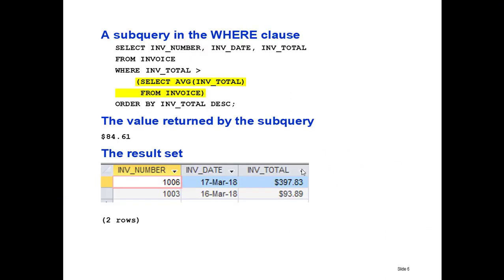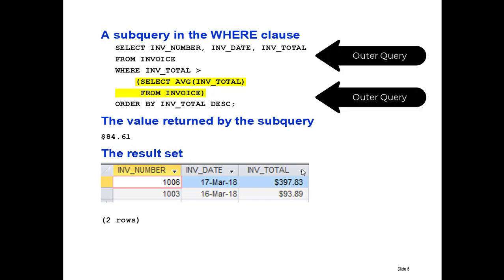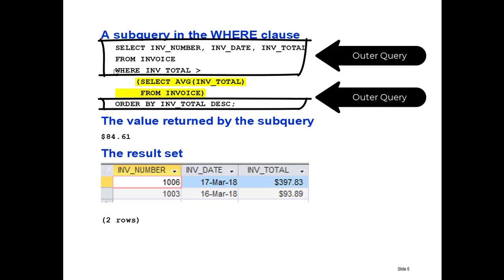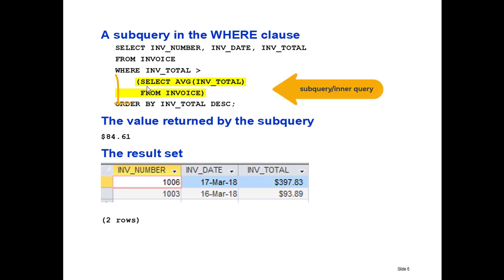Here is our first example with a subquery in the where clause. Notice that this is the outer query in the black, and highlighted is the inner query. With the inner query, we want invoice total to be greater than the average. Let's take a look at this in Access.